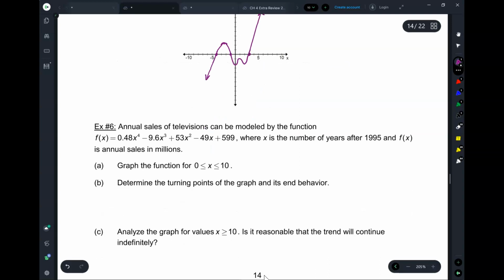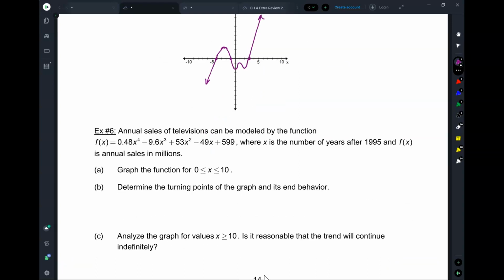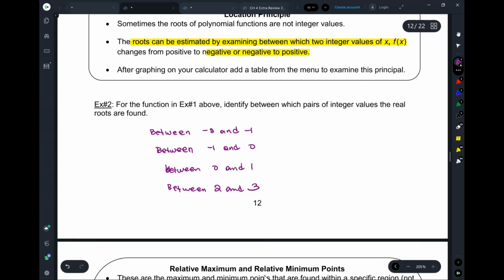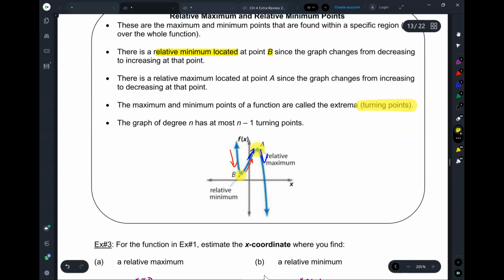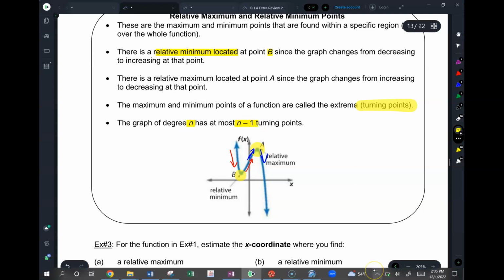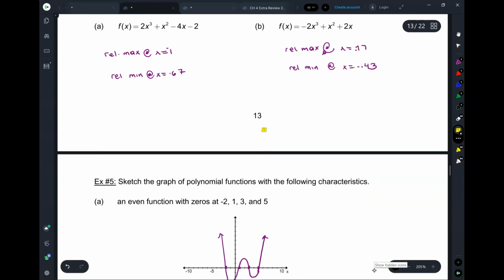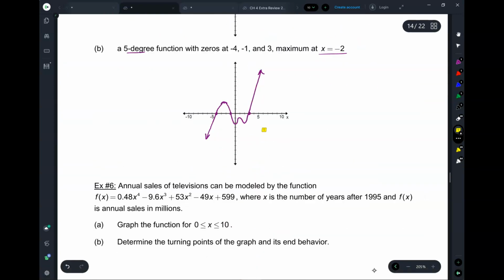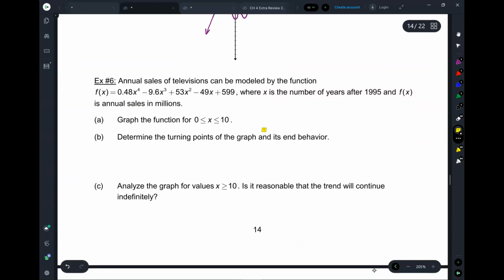I'm so confused why it has to have up to 4 turning points, not up to 5. Because that's just the formula for it. The graph of degree n has at most n minus 1 turning points. But what's n? N is the degree. Okay, let's do this next one as well, and then maybe we can come back.